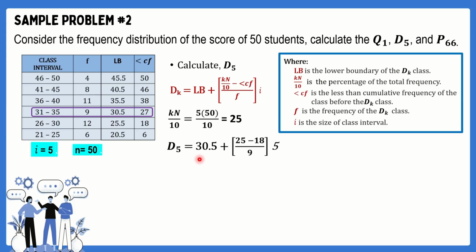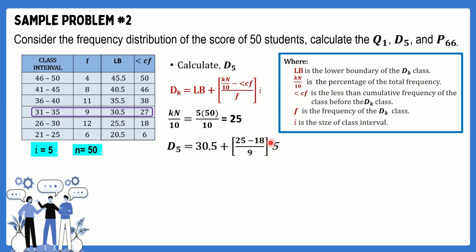So let's now substitute. We have here the lower boundary 30.5, plus 25, minus 18. Where do we get the 18? We have the less than cumulative frequency. Since this is the decile class, what we use is the 18. So 25 minus 18 over 9 times 5.